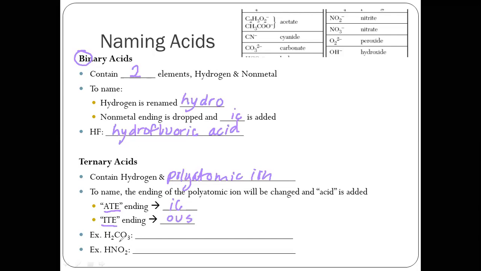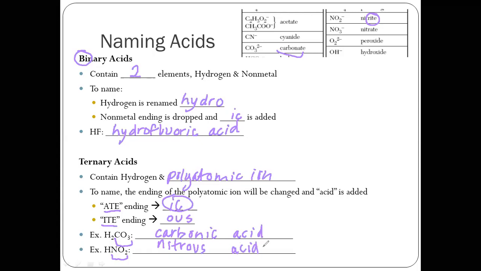So go ahead and look up CO3. So the polyatomic in this one is named carbonate. So you take carbonate, and then instead of writing ATE, you write IC, and then add the word acid. So carbonic acid. So there's no hydro. NO2 is nitrite. So instead of writing nitrite, drop the ITE and add an OUS. So this would be nitrous acid.